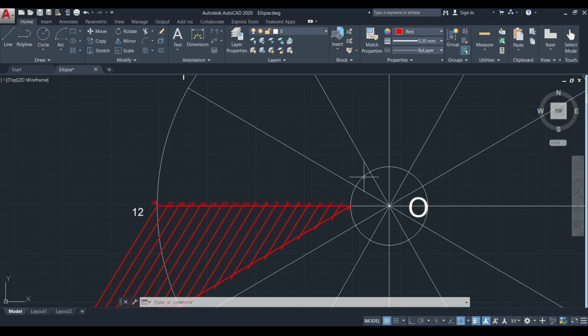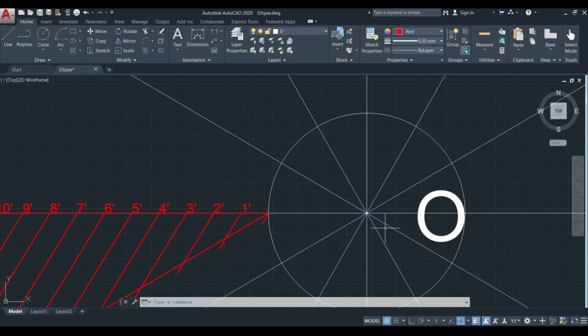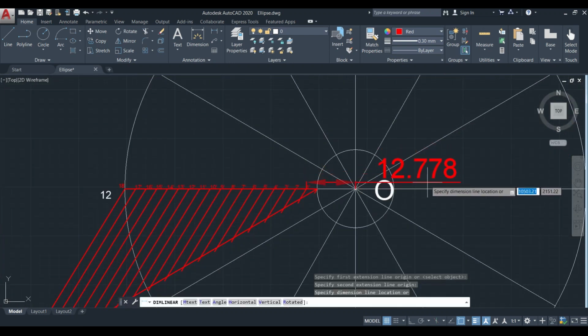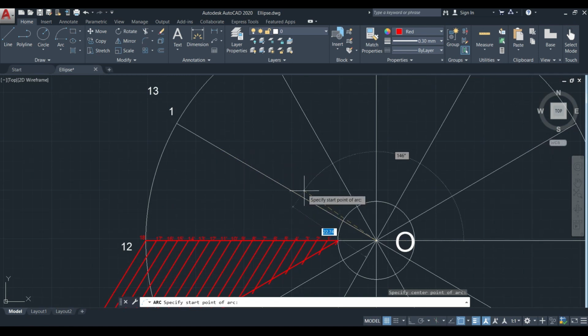So now the next step is to measure the distance between the point O and 1 dash. Here the distance is 12.778. So with that particular distance of 12.778, we have to draw an arc with the center O on the first straight line, O1.